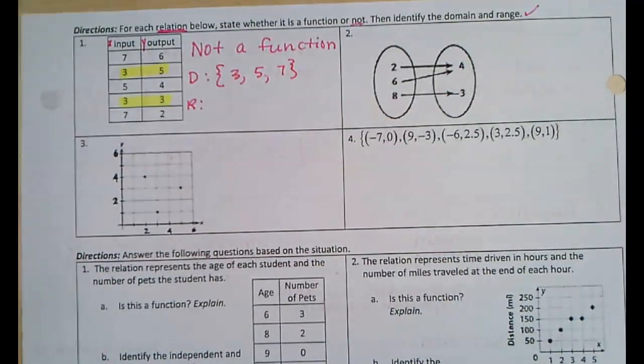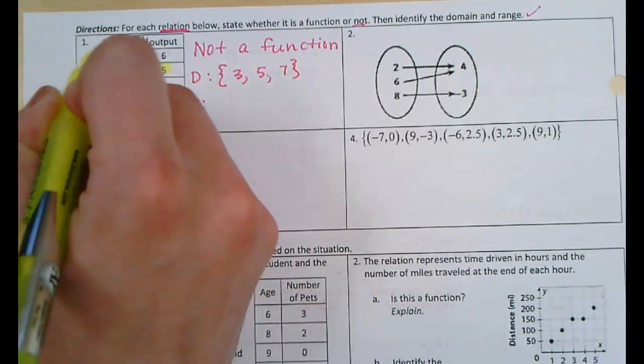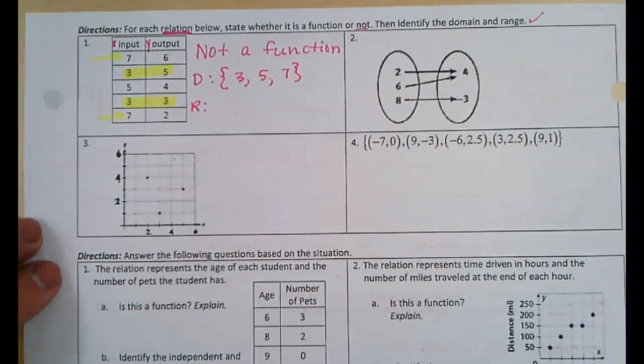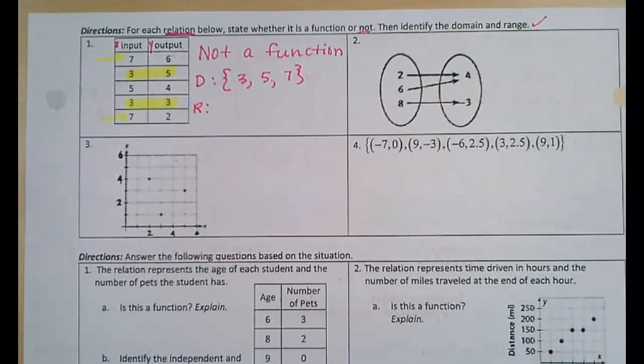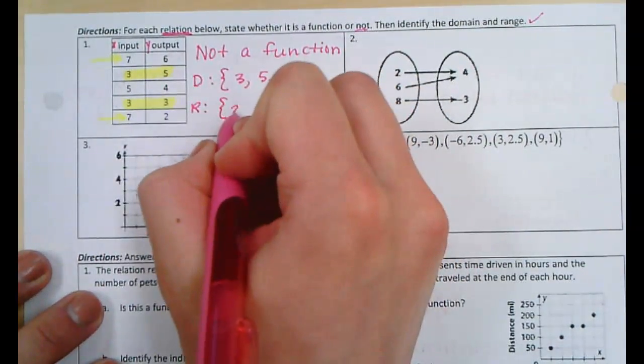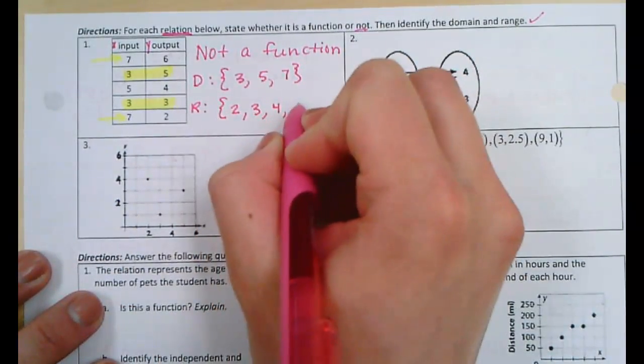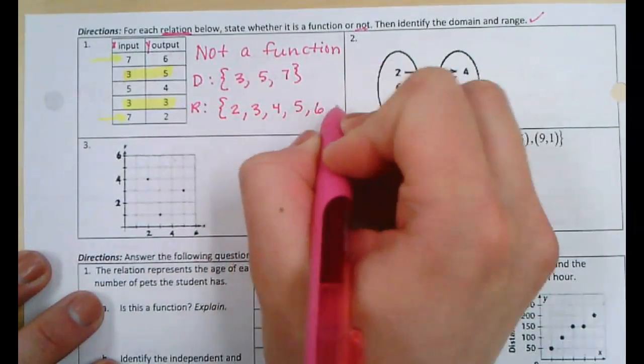Oh, look at that. I didn't even notice at first. 7 also knocks it out for being a function. 7 to 2, and 7 to 6. So this is also making it not a function. My range or my outputs from least to greatest is 2, 3, 4, 5, and 6.